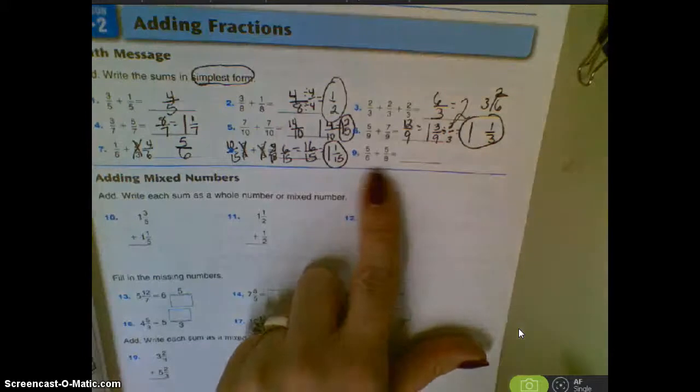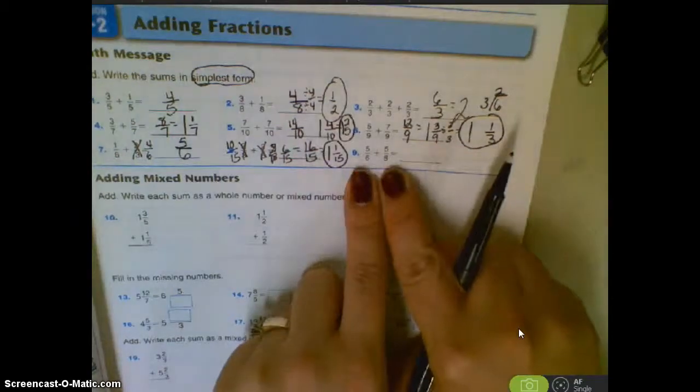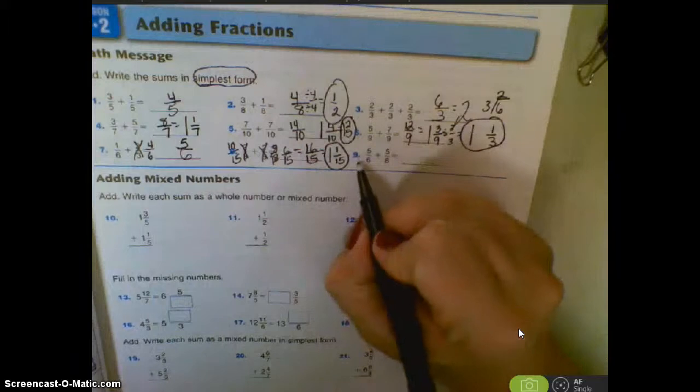Again, uncommon denominators, so I'm going to be looking for something that they both have in common, and I'm thinking 24. Sometimes you'd multiply them together and get 48, but that's pretty big. They do have a common denominator of 24.